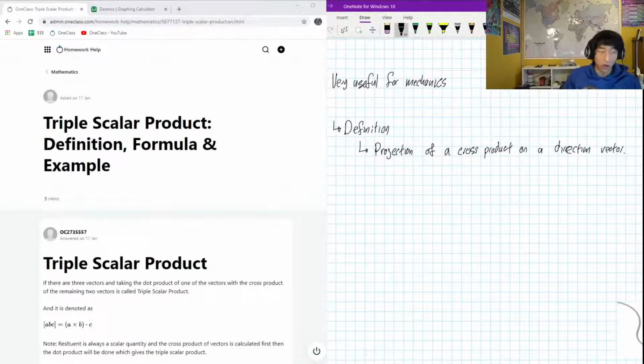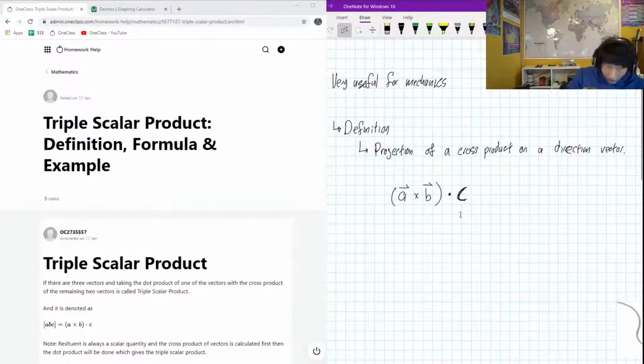Okay. So the formula for this is going to be, the triple scalar product is going to be, right here you see it as A cross product B, that's not multiply, that's cross product, dot product that with C. Yeah, so this would be a triple scalar product.